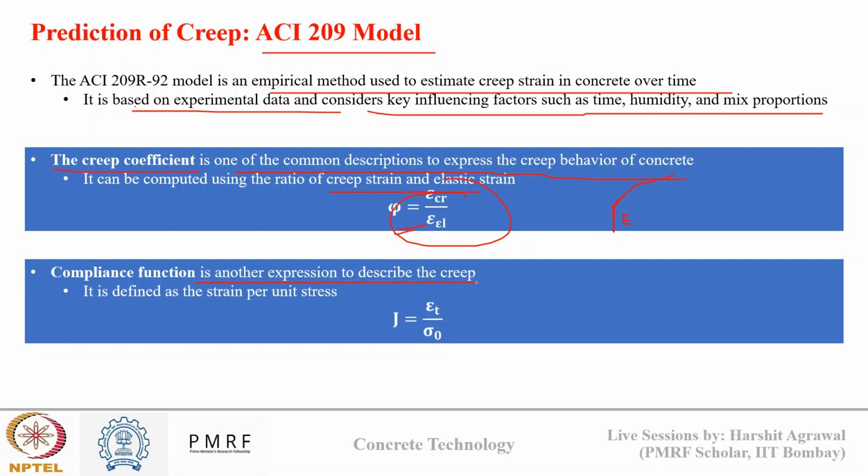And compliance function is another expression to describe creep, and it is defined as the strain per unit stress. So the total strain in my material per unit stress that is applied defines the compliance function.